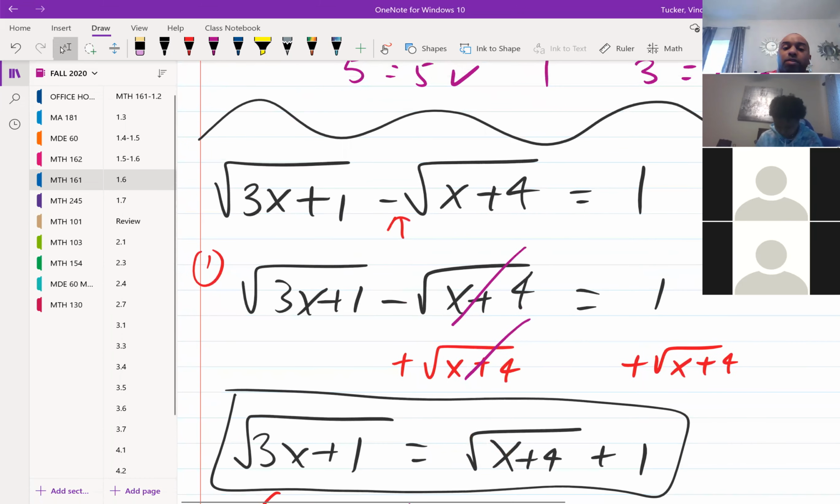and have this result. So now we have this one by itself, the square root of 3x plus 1. And then on the right side, we have the square root of x plus 4 plus 1. Make sure you're careful with the extension of your radical. Notice the radical does not extend over the plus 1, just the square root of x plus 4. And then the plus 1 is not under that radical.